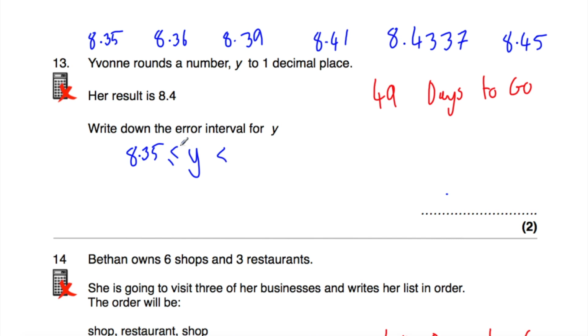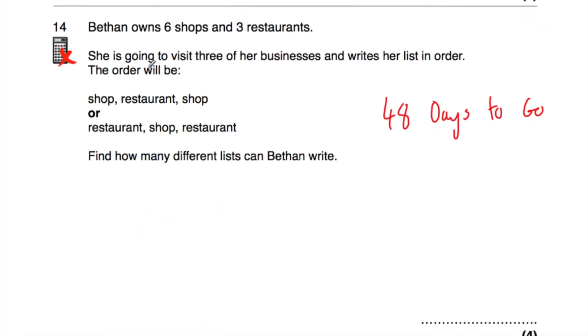So it means that y is greater than or equal to 8.35, but lower than 8.45. And that's it. So let's write that down. And if you got that, well done. Okay, let's have a look at our next question.